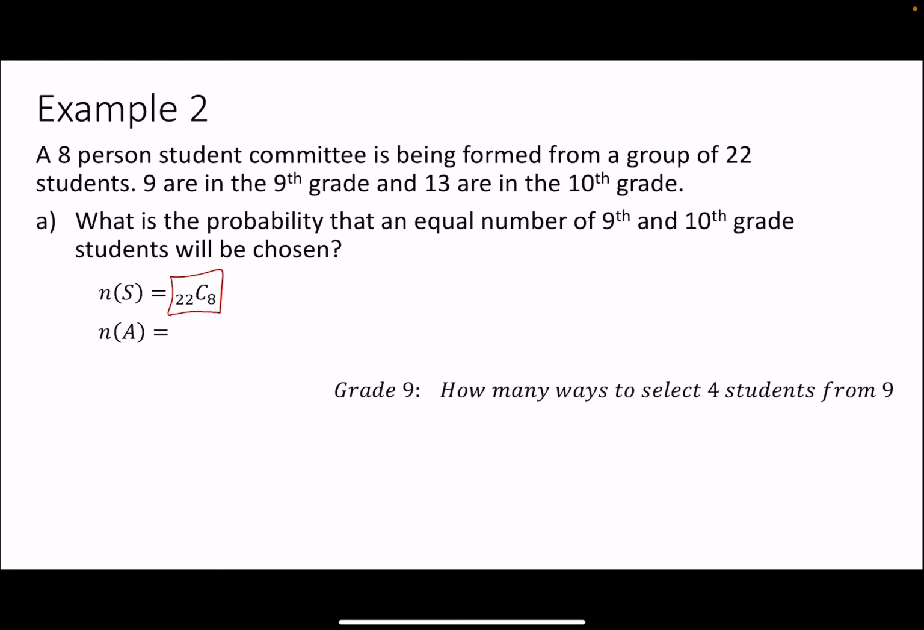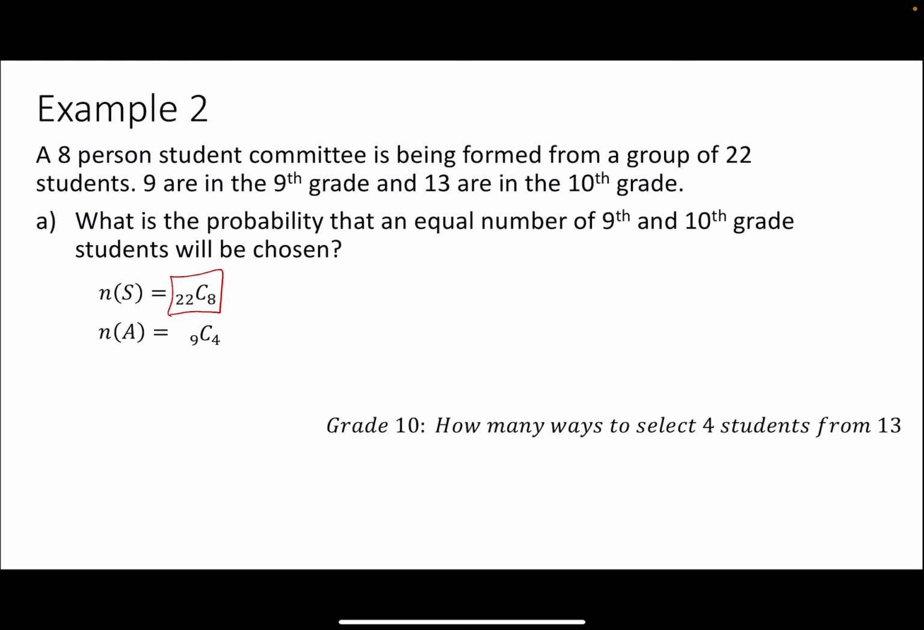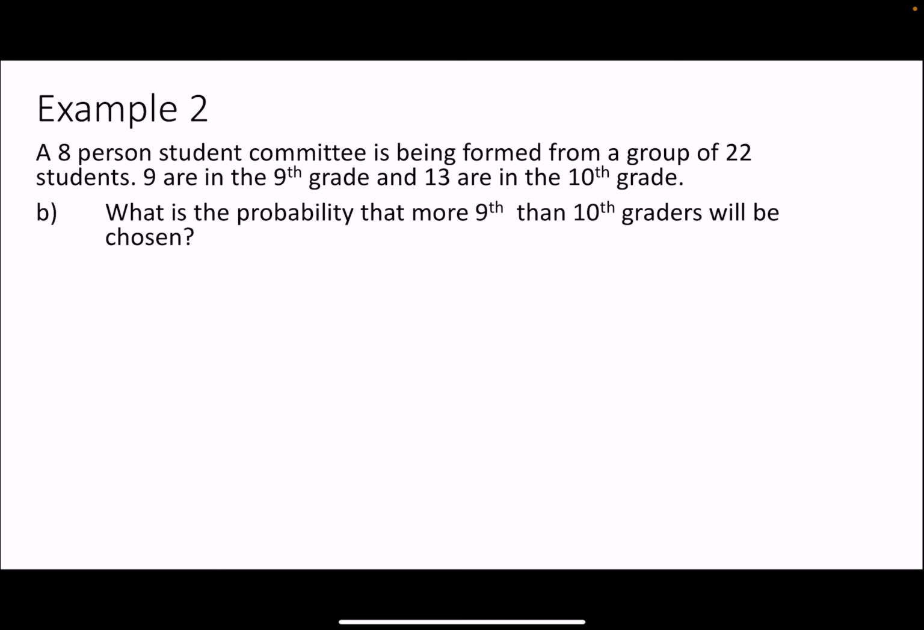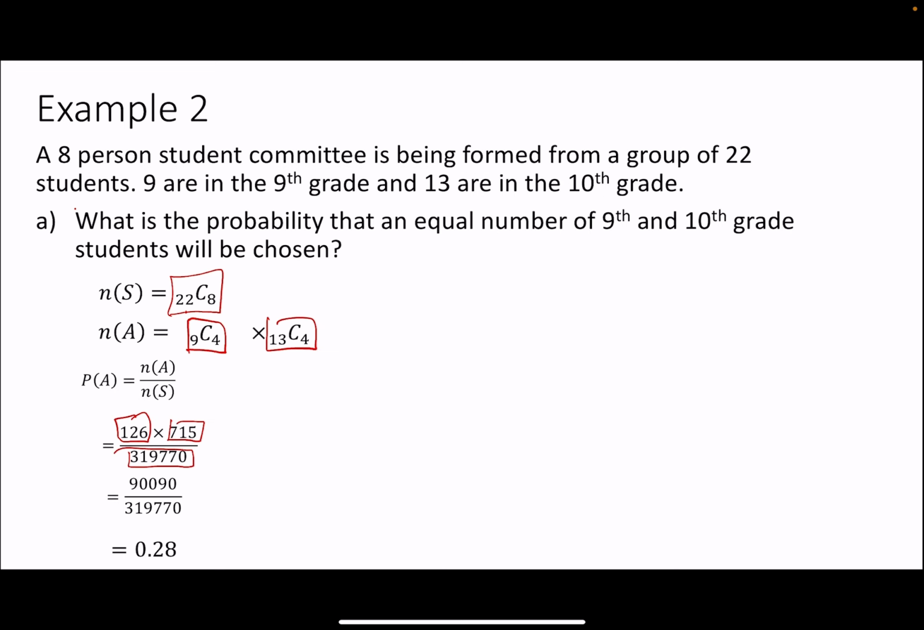How many ways to select 4 students from 9? 9 choose 4. And how many ways are there to select 4 students from 13? 13 choose 4. So 9 choose 4 is 126. 13 choose 4 is 715. And 22 choose 8 is, anyway, it works out to 90,000 over 319,000, which works out to 28%. 28% that there will be an equal number of 9th and 10th grade students.